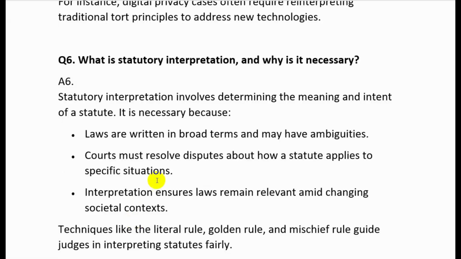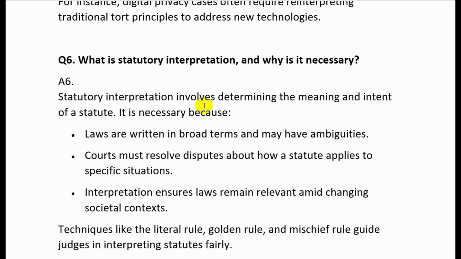What is statutory interpretation and why is it necessary? Statutory interpretation involves determining the meaning and intent of a statute. It is necessary because laws are written in broad terms and may have ambiguity. Courts must resolve disputes about how a statute applies to a specific situation. So this is statutory interpretation by the courts.